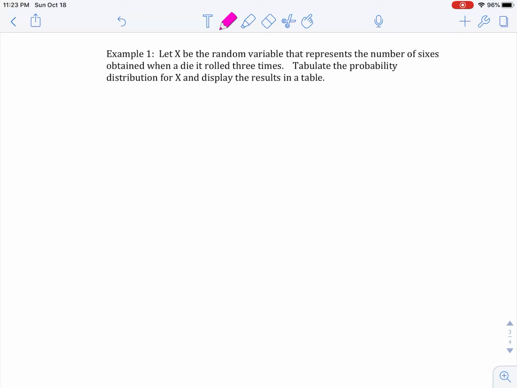In this video, video 3 of looking at random variables and probability distribution functions, we're going to start looking at the examples. So in this one, we are looking at example 1. So let's read it together. It says, let X be the random variable that represents the number of sixes obtained when a die is rolled 3 times. And we want to tabulate the probability distribution for X, in other words, make a table, and display the results in a table.